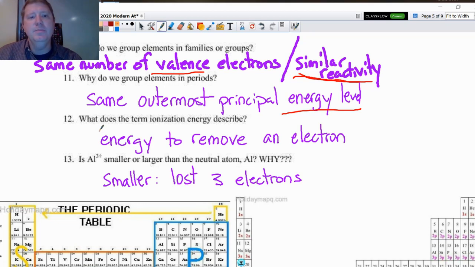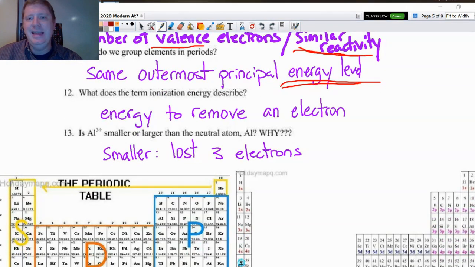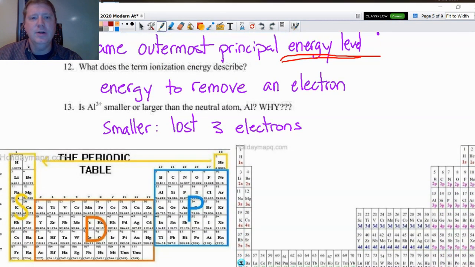Why do we group elements in periods? Well, that's because of energy levels. That's where we're seeing the same energy level of electrons.